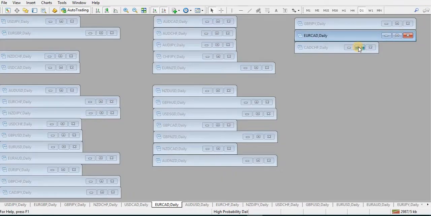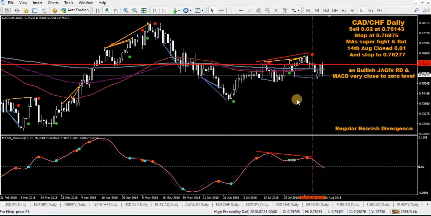And CAD Swiss, I was in a sell on the 14th, which was 2 days ago. I closed half my trade and I put my stop at this level here, up at 76277 yesterday on that spike up.